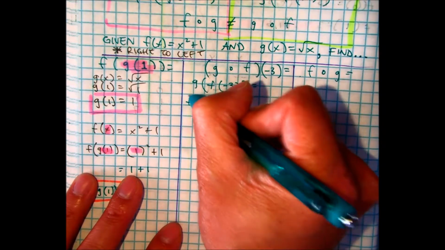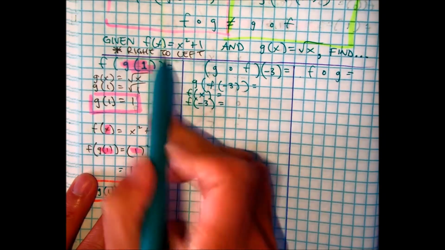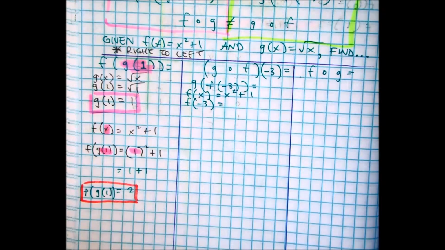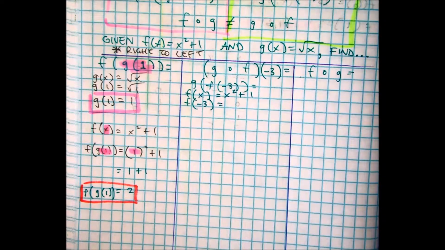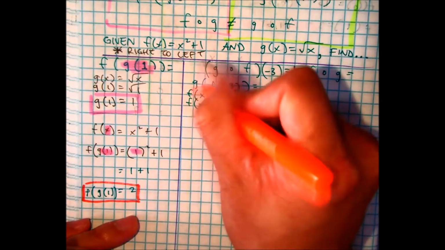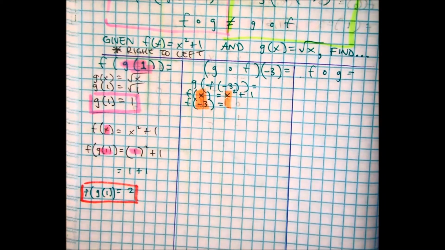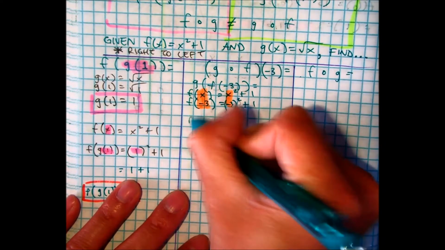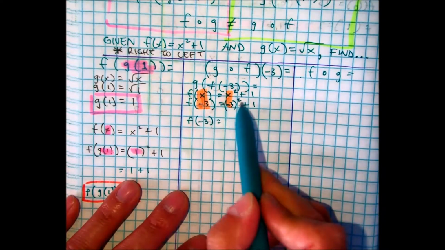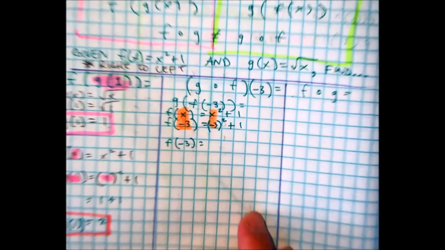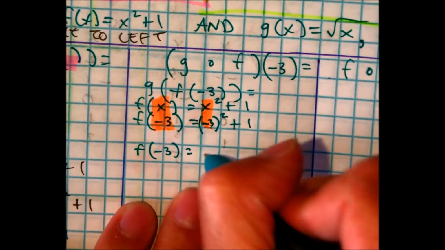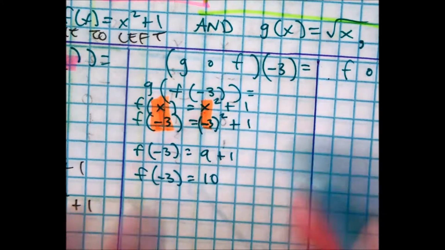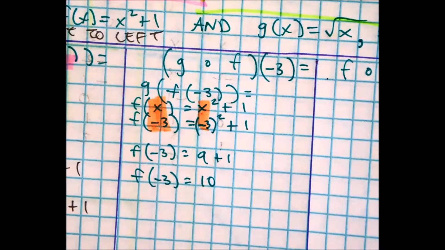My function of f is, I'm just going to write the original problem above so you know where I'm working from. And now every x value, what are we going to put in? Every x value we're going to put in -3. So -3 squared is 9. And 9 plus 1 is 10. F of -3 equals 10. I'm going to pick my favorite color highlighter.